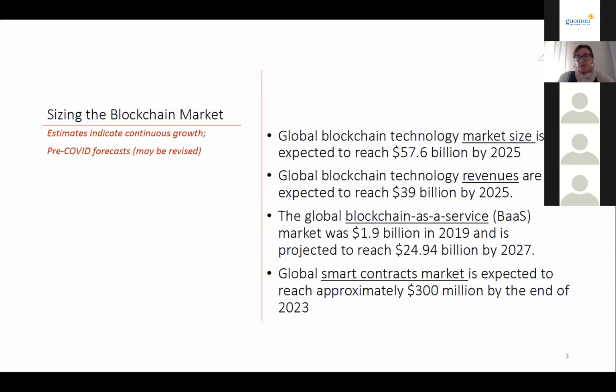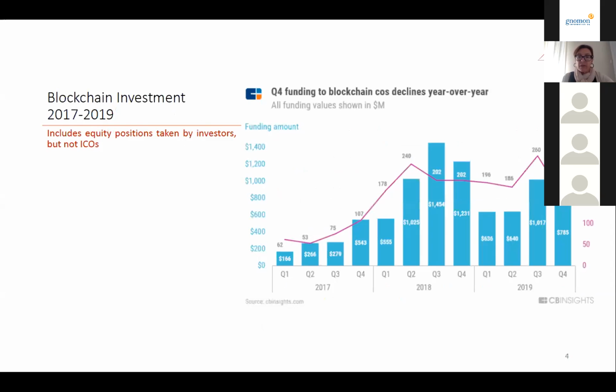Blockchain as a service, and this is a very interesting statistic for me, was valued at almost 2 billion in 2019, but it's projected to reach almost 25 billion by 2027. So you can see that blockchain as a service is a very fast growing part of the blockchain industry overall. And global smart contracts are expected to hit about $300 million by the end of 2023. So the smart contracts market is a very small part, but it is also growing significantly.